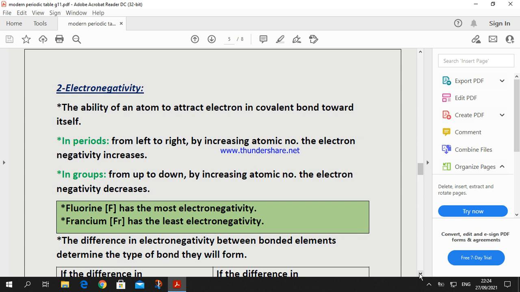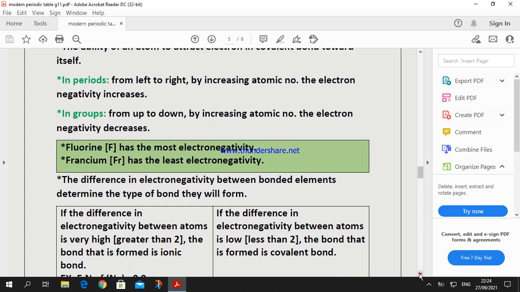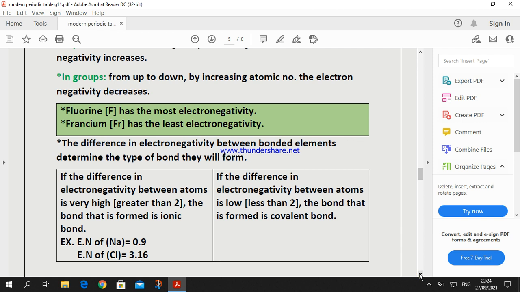The difference in electronegativity between atoms determines the type of bond they will form. If the difference in electronegativity between atoms is high, greater than 2, the bond formed is known as an ionic bond, like the bond between sodium and chlorine. By calculating the difference between the electronegativity of sodium and chlorine, we find 2.1, so the difference is greater than 2. So the bond formed between sodium and chlorine is an ionic bond.